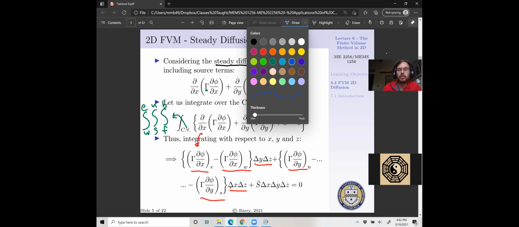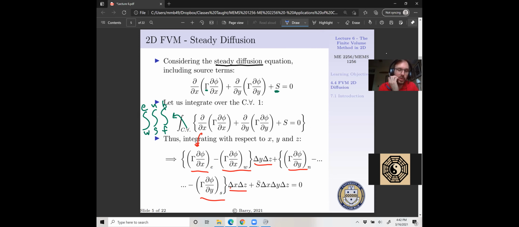And don't worry about the math. We're going to see this in our example a lot more in depth. And then we have S bar, which is our volumetric heat generation rate, times our differential volume, delta x, delta y, delta z. And this is equal to 0.